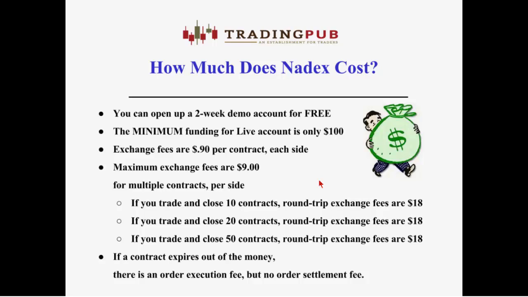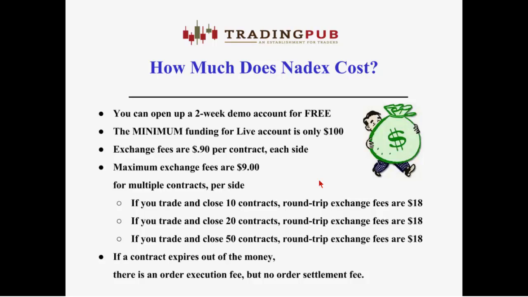So if you trade 10 contracts successfully, you'd have $9 to execute the trade and $9 to settle the trade, for $18 total. But if you chose to trade 20 contracts or 50 contracts or 100 contracts, it would still be the same. It's capped at $18 round trip.